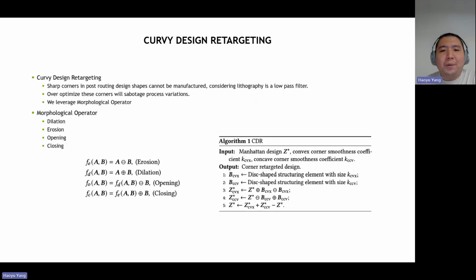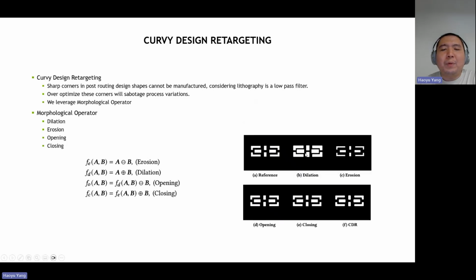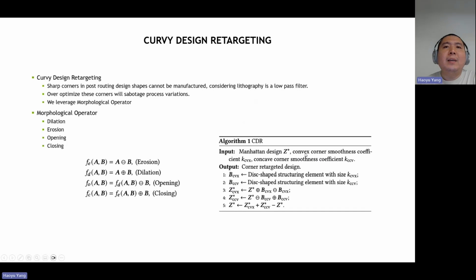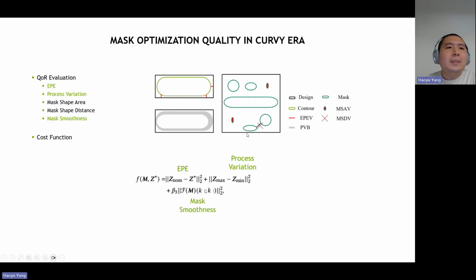And here's our algorithm. We do the opening and the closing and combine them together, and we're able to achieve the retargeted design. We will use this retargeted design in the following optimization step.